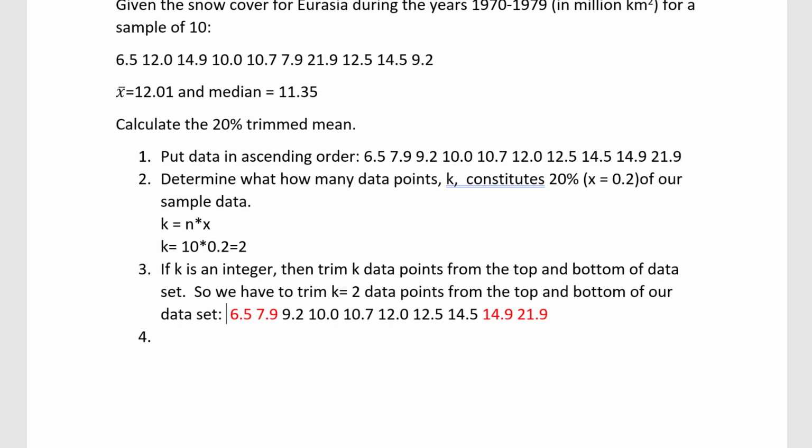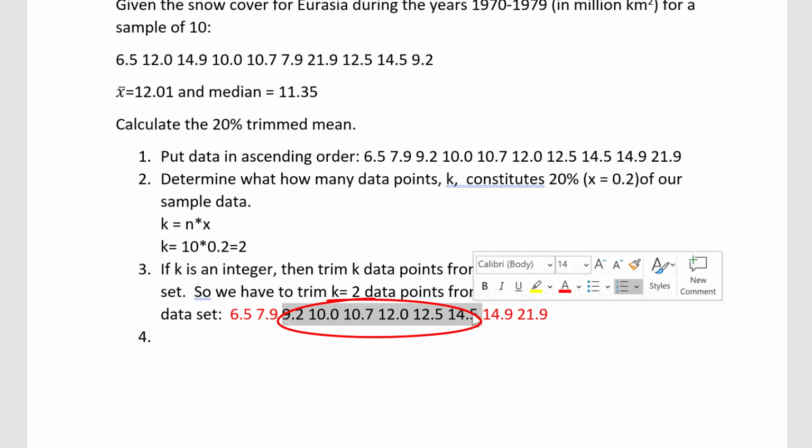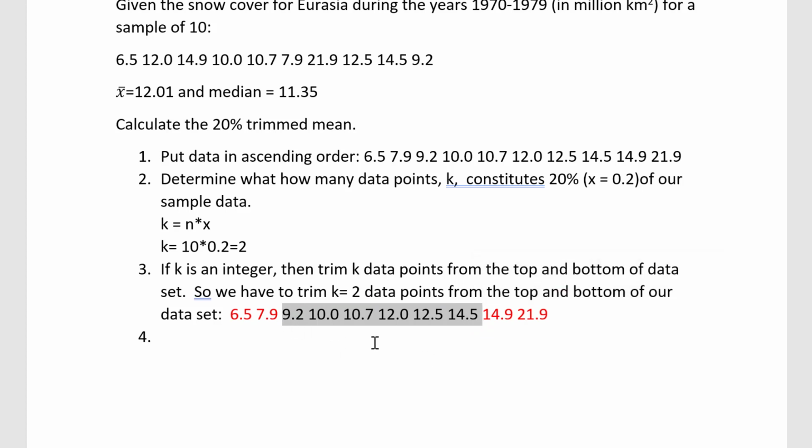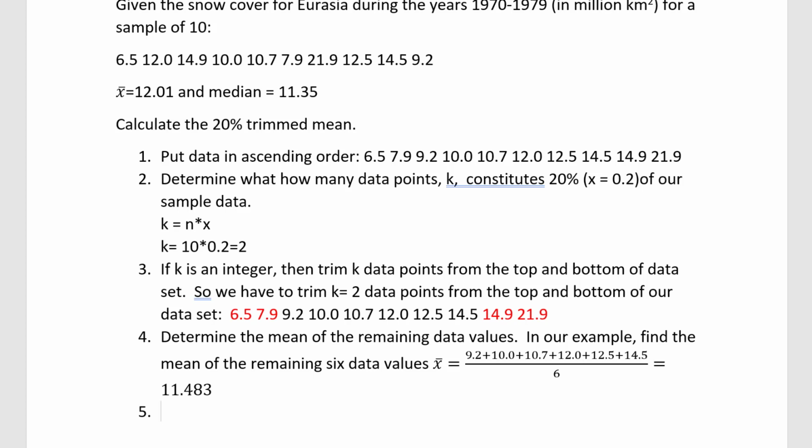So since our K is 2, once again, what does that mean? We take our data set and we have to trim off 2 data points from the top end, that you see right here, and 2 data points from the bottom end. So we have to now take the mean of this middle data. We have 6 points left, so we take the mean of these remaining 6 points. When we do that, we just add up the numbers, divide by 6, and we get 11.483. So rounding to 2 decimal places, our 20% trimmed mean would be 11.48.